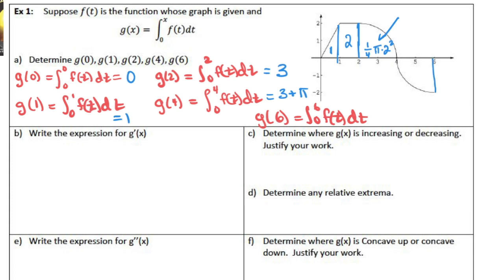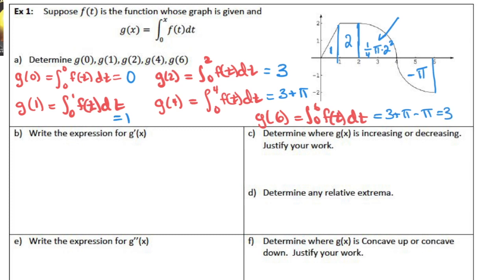And from 0 to 6, once again, it's a semicircle. It's underneath the axis, so it's going to be 3 plus pi minus pi. So when you integrate from 0 to 6, your area becomes 3.